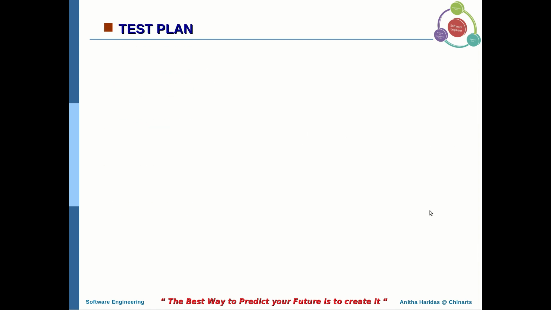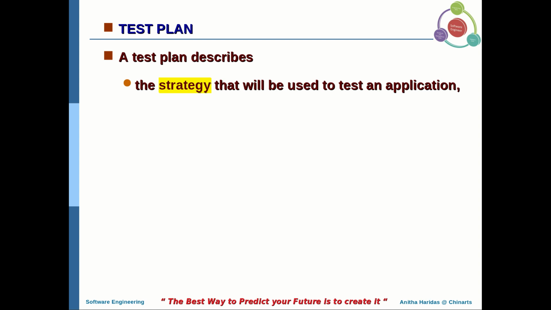Now when you take a test plan, your test plan will be describing the following things. What are they? First one, it will specify the strategy that will be used to test an application. So what is the mechanism you are going to use to test an application? What strategy you are going to follow, whether you are going to test the output, whether you are going to test the behavior, whether you are going to test the user interface, whether you are going to test the database connection. So that kind of strategy you are going to specify here.